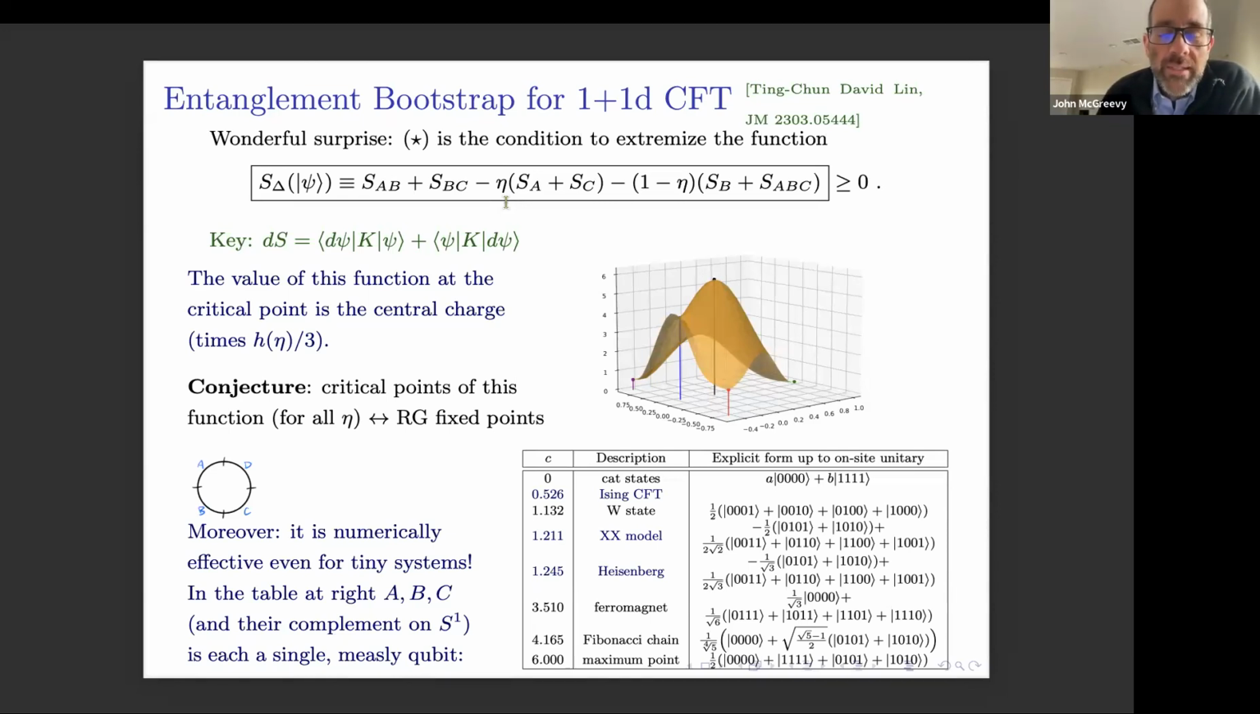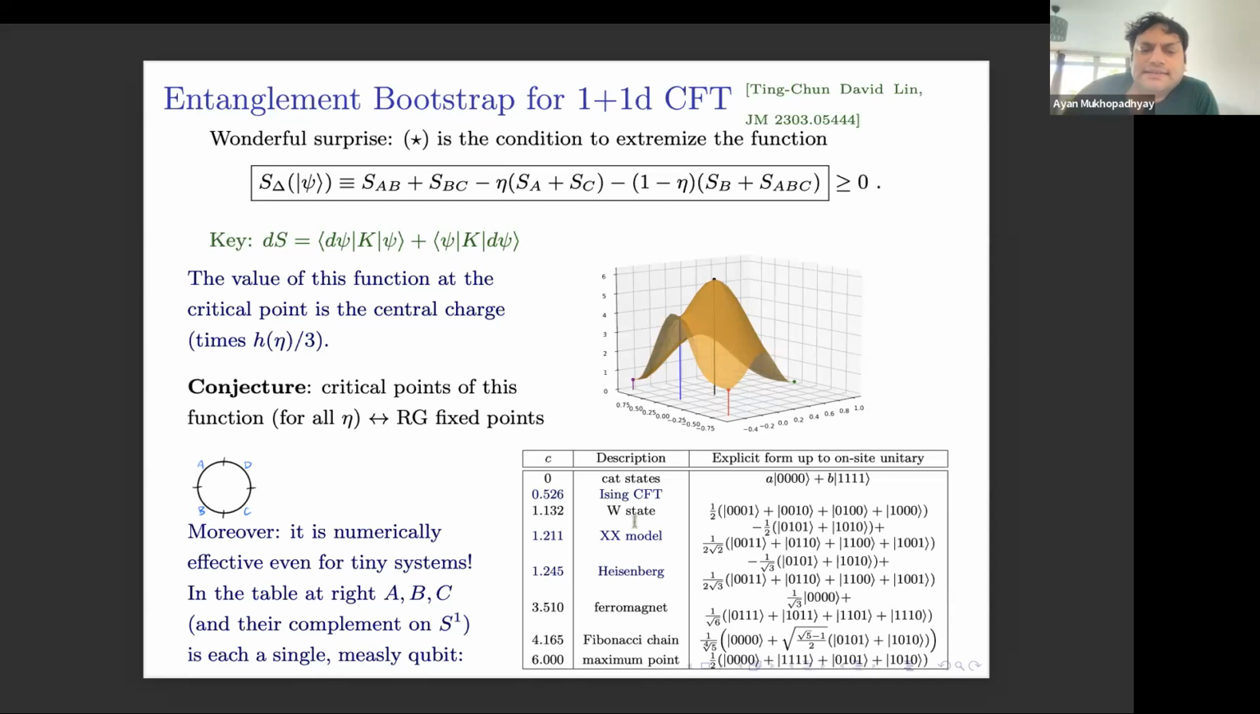So maybe a good way to say it is that these ones that have a ground state degeneracy would satisfy the fixed point equation for any value of eta. Like this maximum point here, eta doesn't matter, because these entropies are essentially zero. So there are local criteria. Given a critical point of this function, it's easy to tell whether or not it's a CFT.